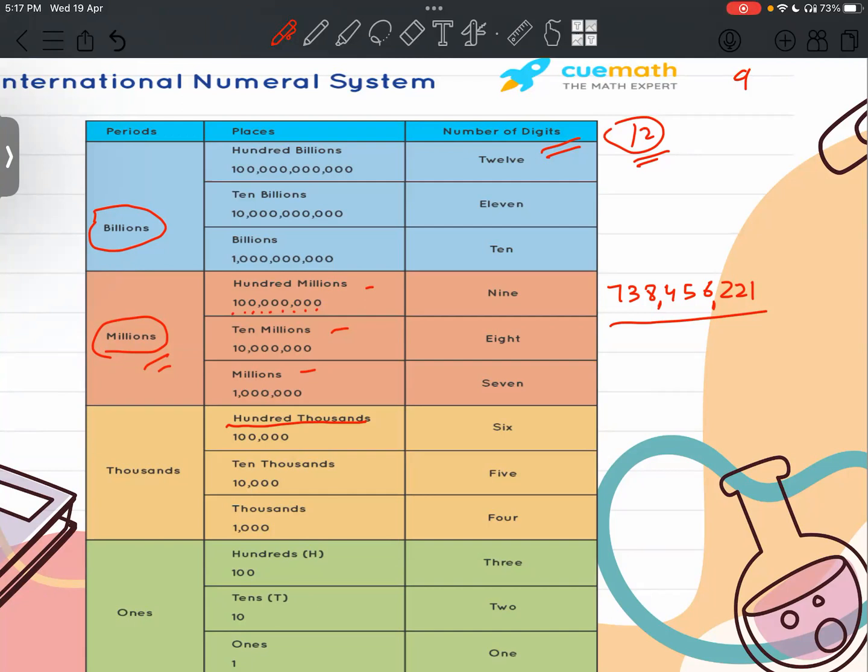Now, if I ask you to pronounce this number as per the Indian numeral system, how will you do that? You have to erase the commas. So the comma between 6 and 2 will come again, then between 4 and 5, and between 7 and 3, in the middle.